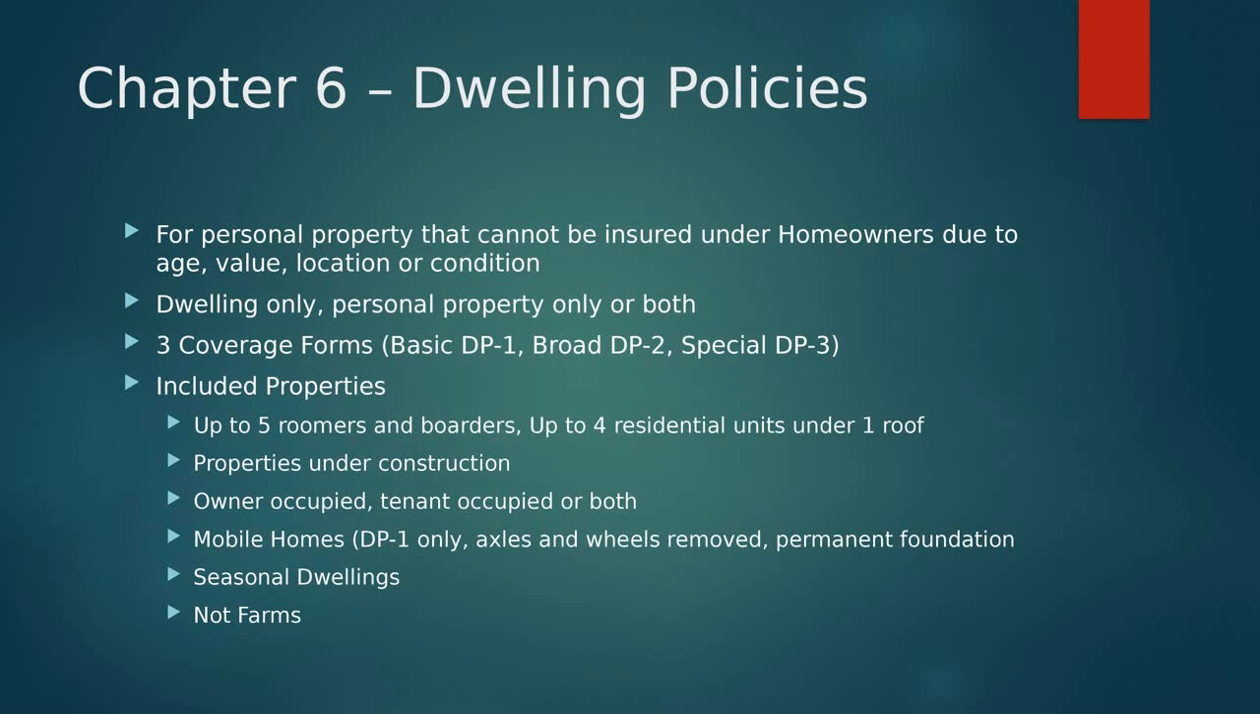So the types of properties that can be included in a dwelling policy property form would be up to 5 roomers and boarders, up to 4 residential units under one roof, up to a quadplex. Any properties under construction, either owner occupied, tenant occupied, or both. Mobile homes can be covered under a dwelling policy, but only under a DP-1 coverage form, and only if the axles and wheels are removed and it's on a permanent foundation.